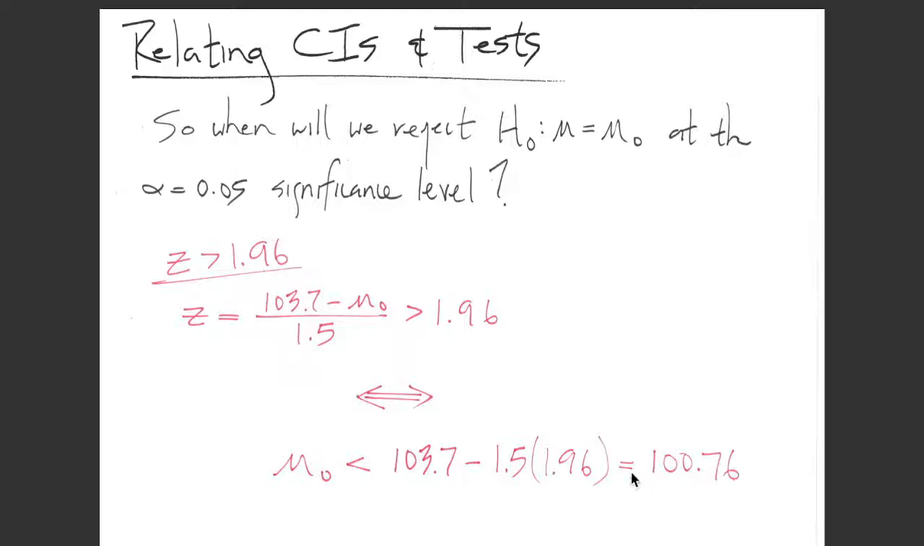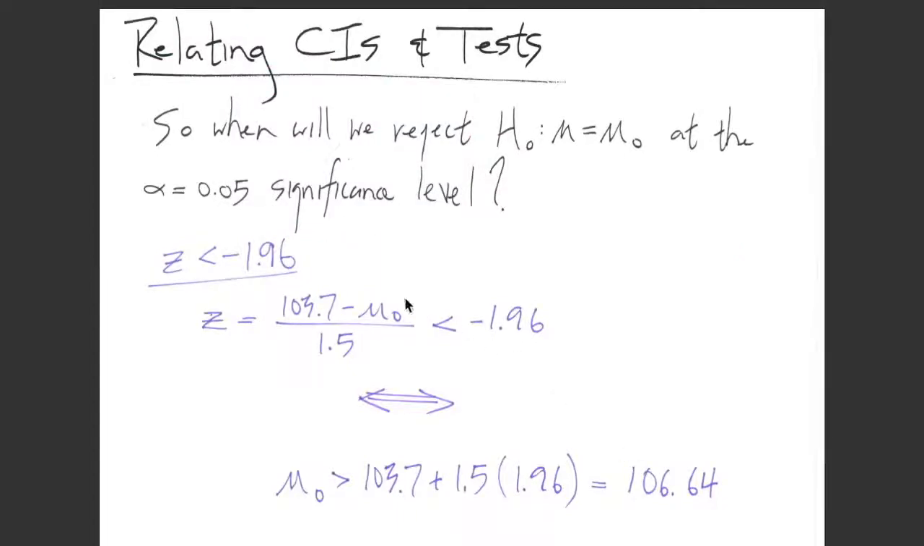Now that value 100.76 may be ringing a bell in your mind. It should, because that was the lower bound of the 95% confidence interval that we calculated a few slides back. Similarly, you can show that the z-scores that are going to wind up less than minus 1.96 are going to correspond to mu0 values that are bigger than 106.64. And that is also familiar. That's the upper bound of that 95% confidence interval that we found earlier.